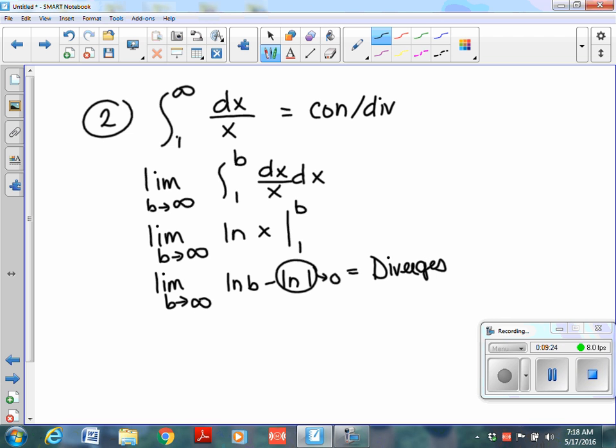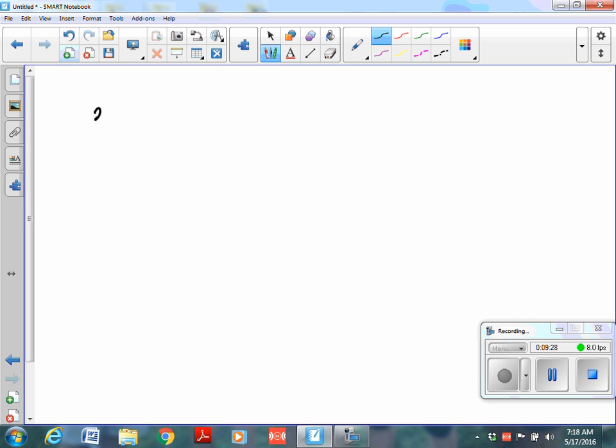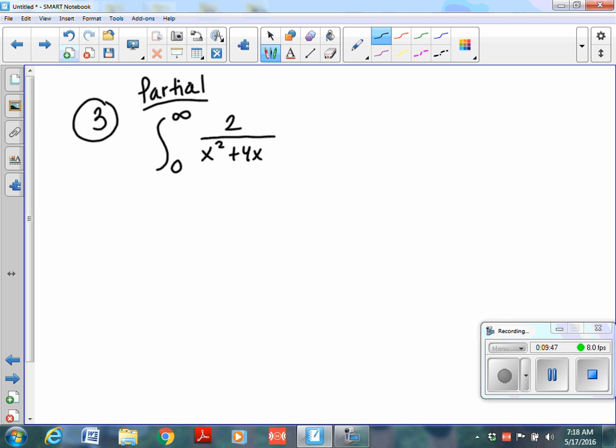Okay, the next one. The third one is called a partial fraction. I don't know if you did this. I think you did it in college algebra, but you haven't seen it since. If you're integrating from 0 to infinity, 2 over x squared plus 4x plus 3 dx. Okay, this is going to be time consuming.